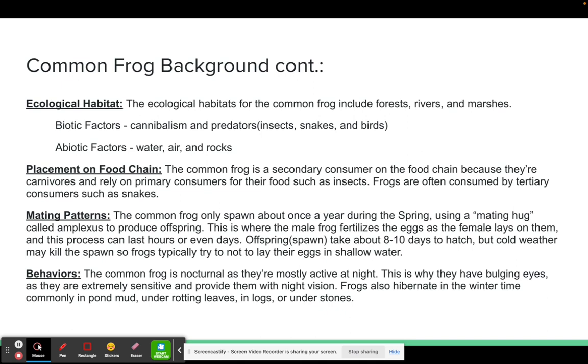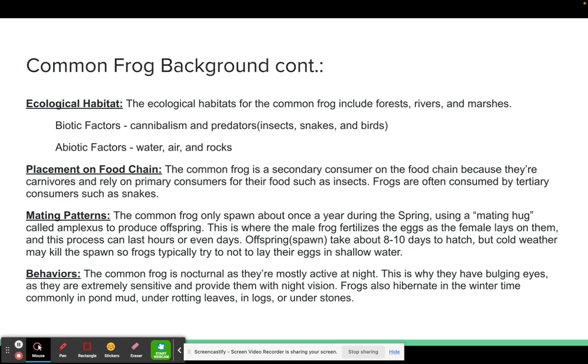This is where the male frog fertilizes the eggs as the female frog lays on them. And this process can last up to a few hours to even days. And offspring take about 8 to 10 days to hatch, but cold weather may kill the spawn, so frogs typically try to not lay their eggs in any type of shallow water.